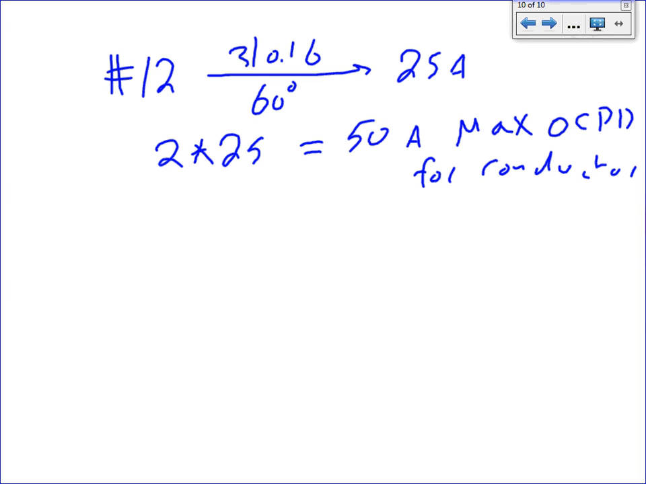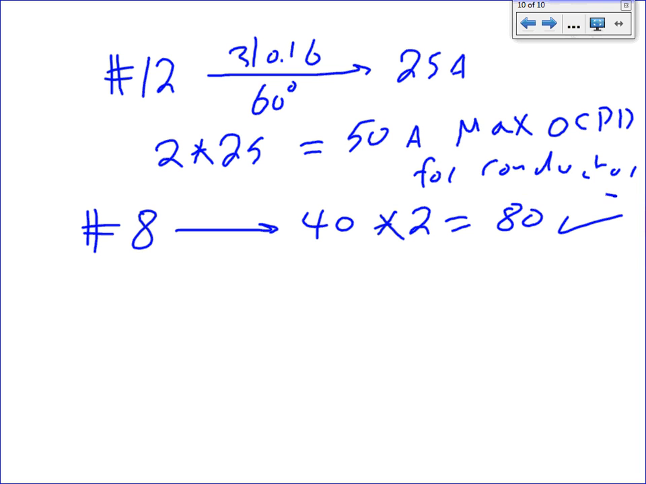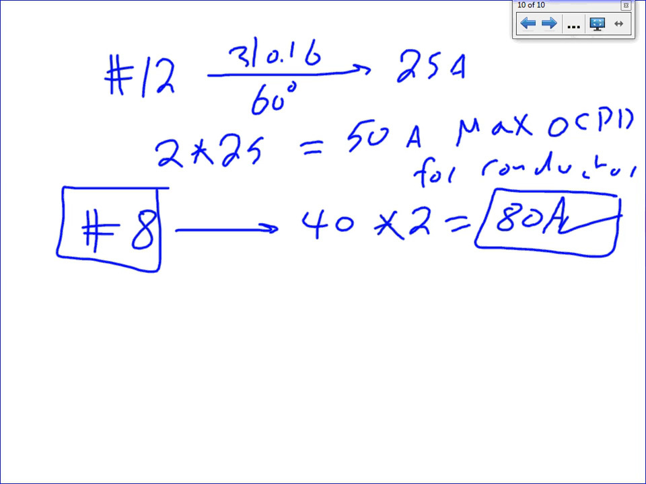Have I exceeded it? Yes. If I use 10, would I exceed 10 too? Look at 10, we just calculated. So I have to go all the way to number 8. Number 8 can give me 40. 40 times 2 gives me 80. Check. Done. 80 amps. So what conductor size do I need for this application?